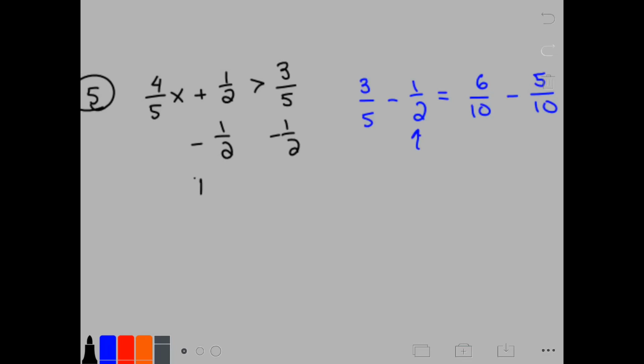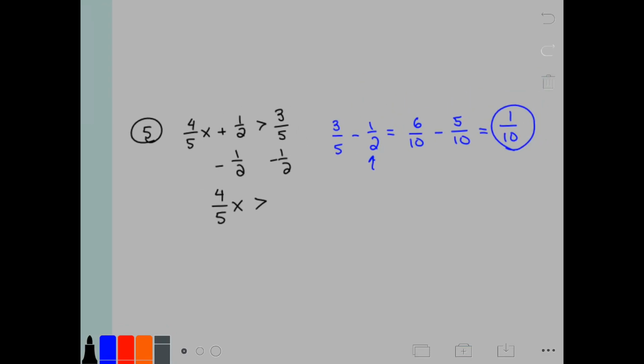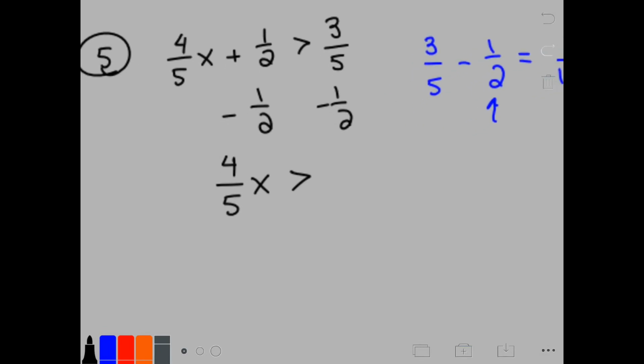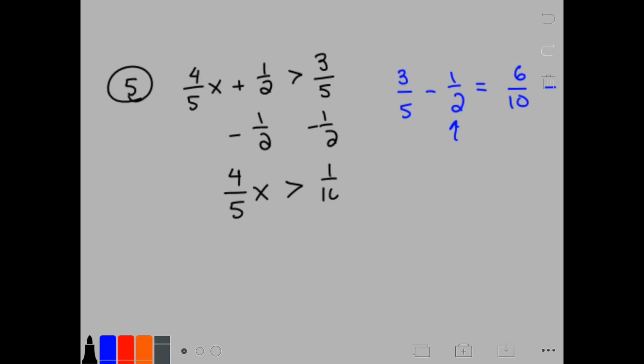So on the left-hand side, when I subtract a half, I'm left with 4/5 x, greater than, well, 3/5 minus a half. What did we say that was equal to? 1/10. All right, now I need to divide by 4/5. And if you remember, dividing by a fraction is the same as multiplying by the reciprocal. So let's multiply both sides by 5/4.